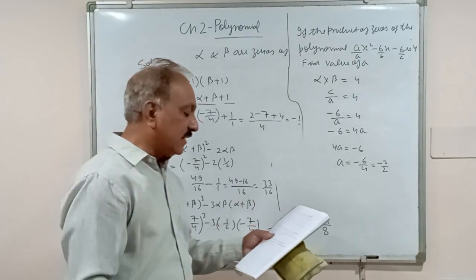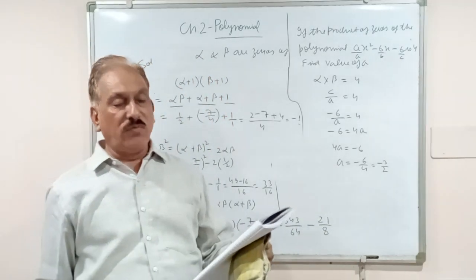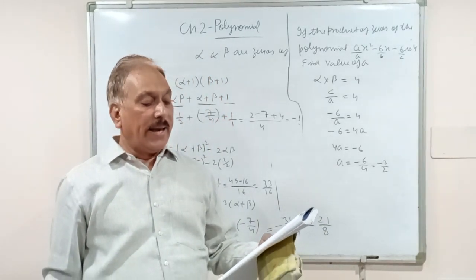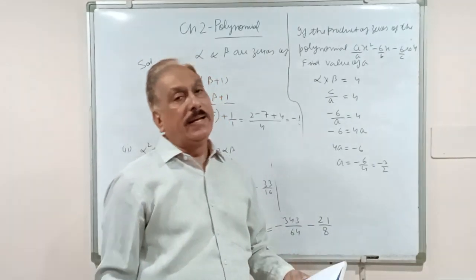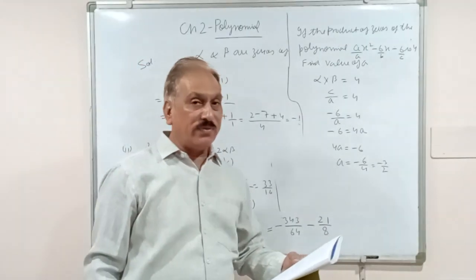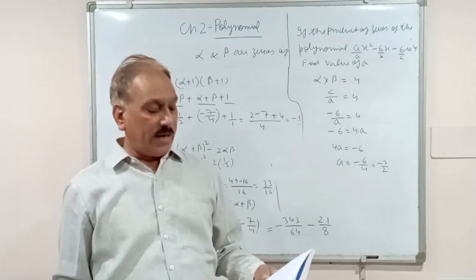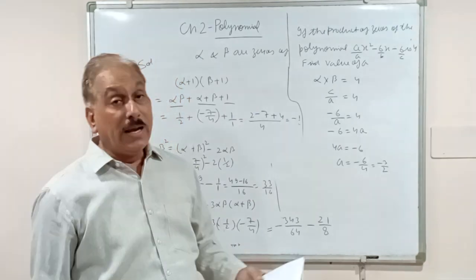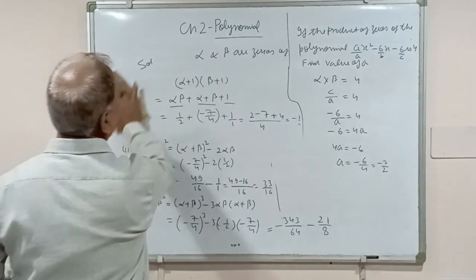Similarly, next sum: if x equals a is a zero of the polynomial x square minus 3x plus k, find the value of k. In that type of sums, you can put the value of x in the given polynomial, equate it to 0 and solve it. And last sum for today. This was a very important question.